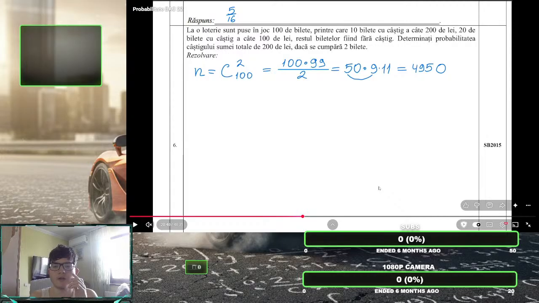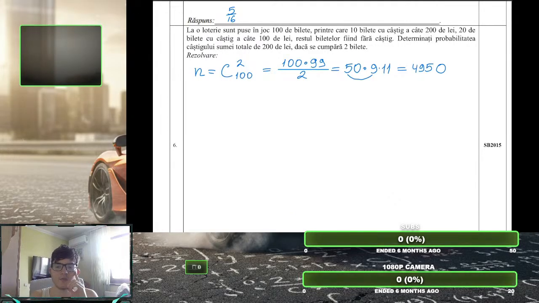I'm not gonna get deep into how to solve this quickly. Just solve it and move on. 4,950.